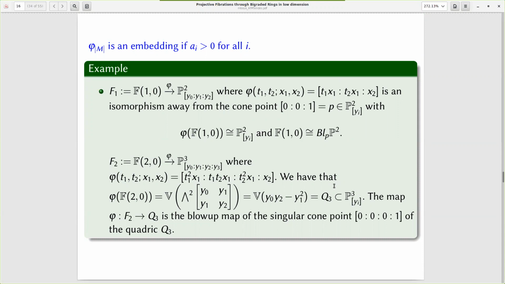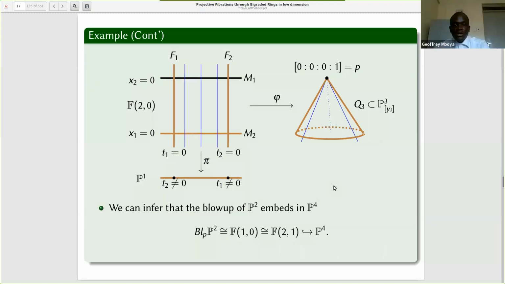a rank 3 quadric in P3, and there is a special point 0,0,1 in this quadric. So the diagram you're seeing on this screen is just an illustration of how F_2 under the map phi_M is mapped to a rank 3 quadric.